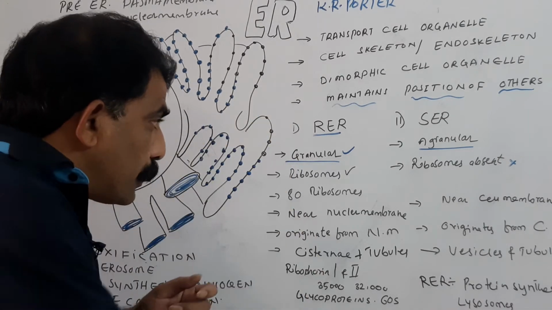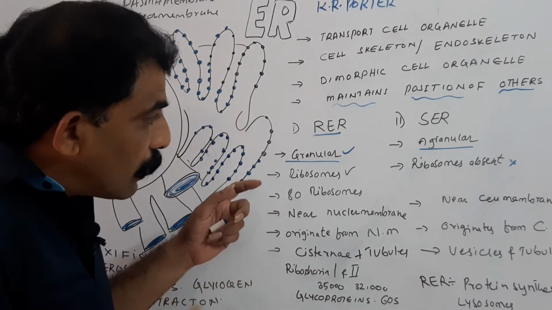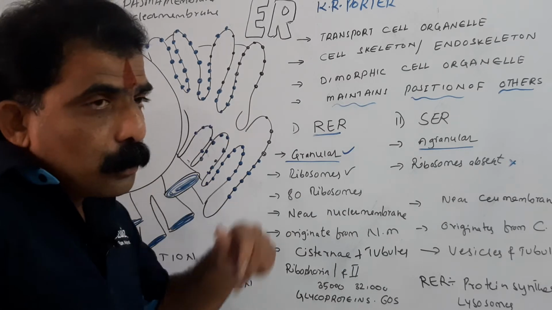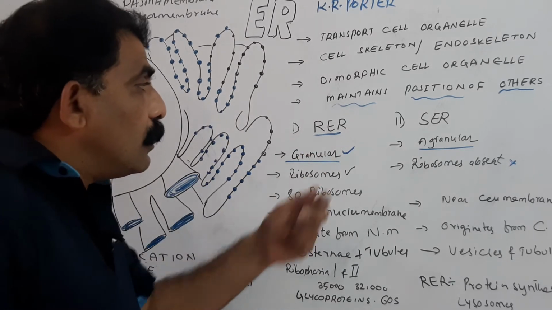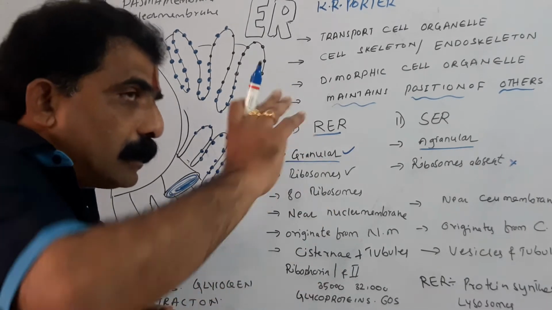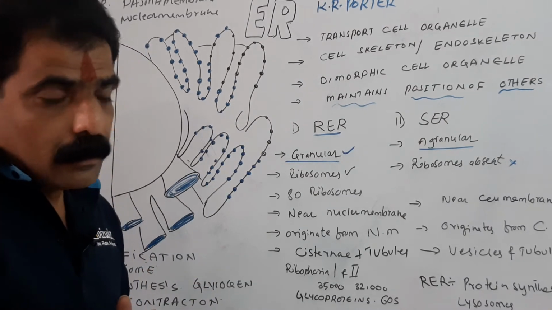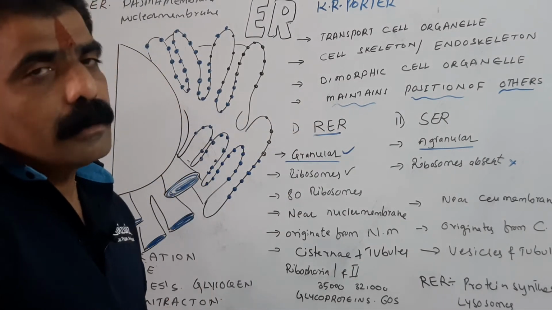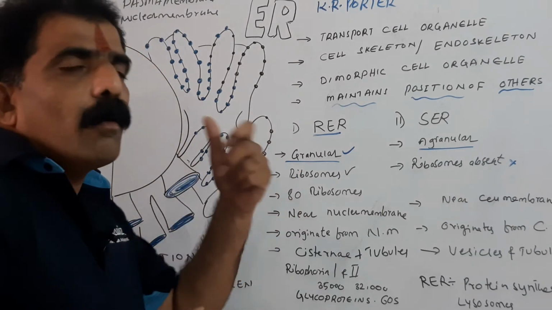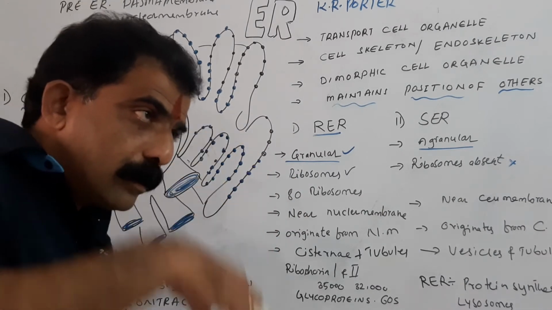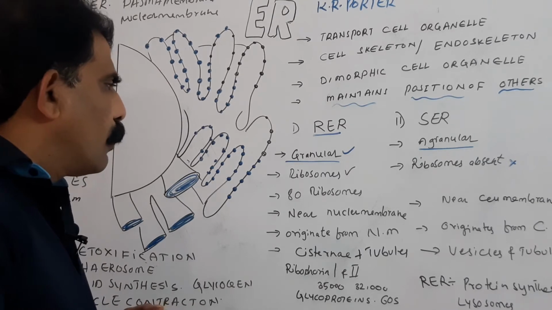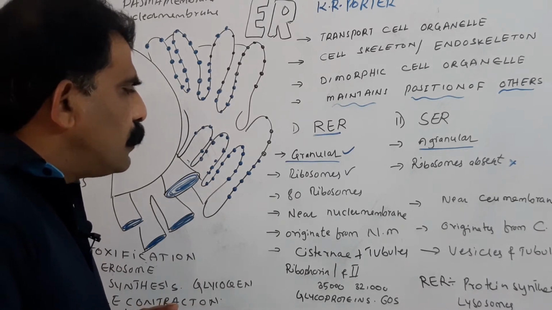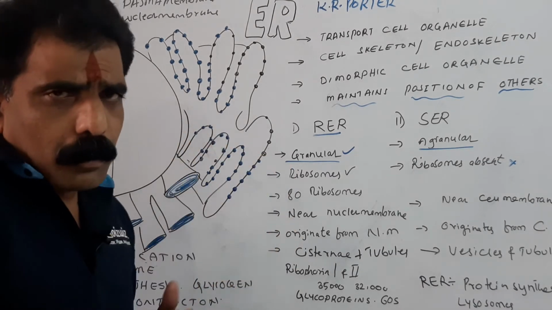Rough endoplasmic reticulum is attached to the nuclear membrane, whereas the smooth endoplasmic reticulum is attached to the cell membrane. Smooth endoplasmic reticulum originates from the cell membrane, whereas rough endoplasmic reticulum originates from the nuclear membrane. So, here I said that 80S ribosomes are present.